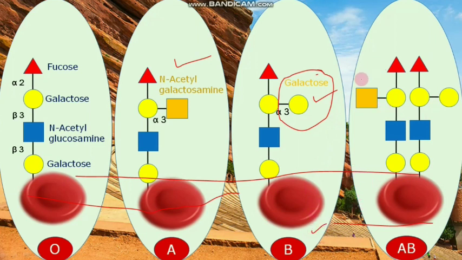And in the case of the AB blood group individual, they will be having both type A glycosyl transferase enzyme and type B glycosyl transferase enzyme. As a result, they can add both N-Acetylgalactosamine and galactose to the penultimate galactose, forming both A antigen and B antigen.